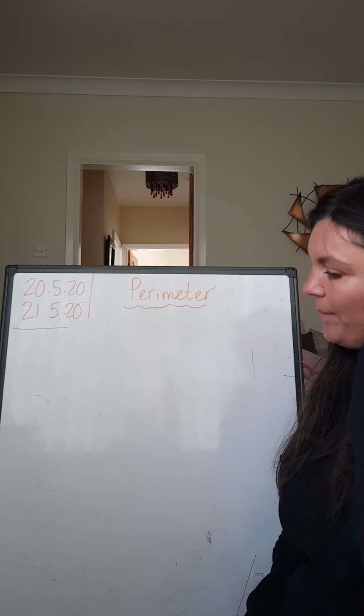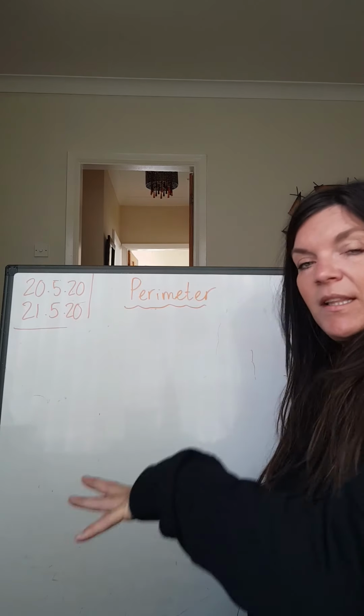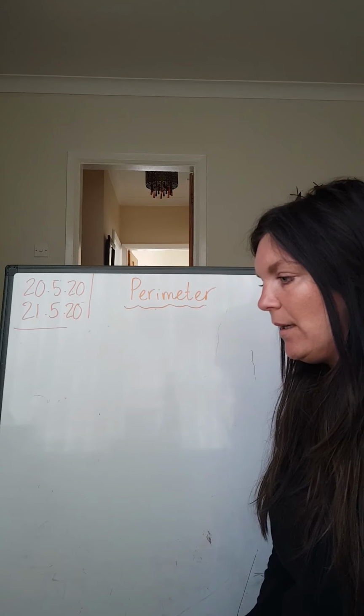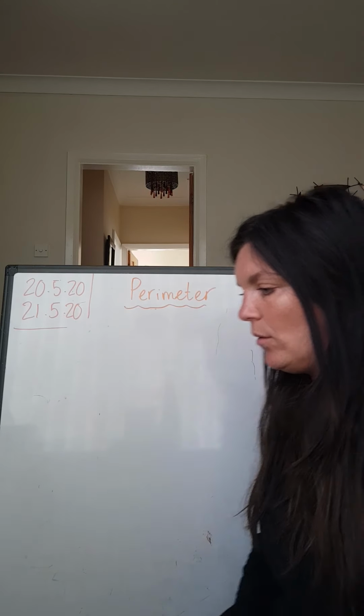So the perimeter, if we were thinking about the area, that's the opposite. The area is the bit in the middle, how much space we've got inside. So let's just put the sheet on.